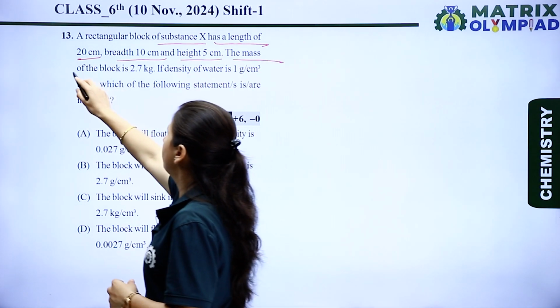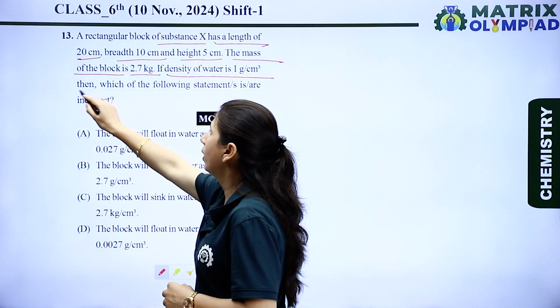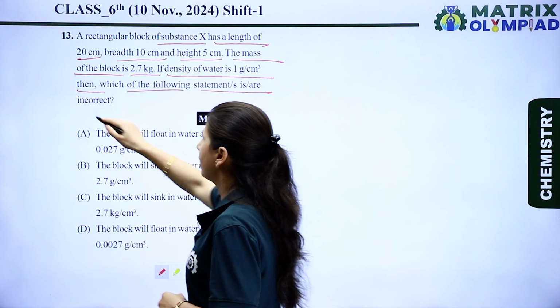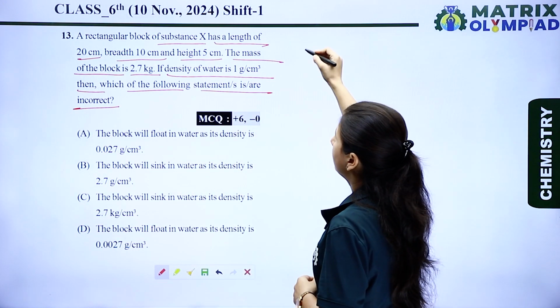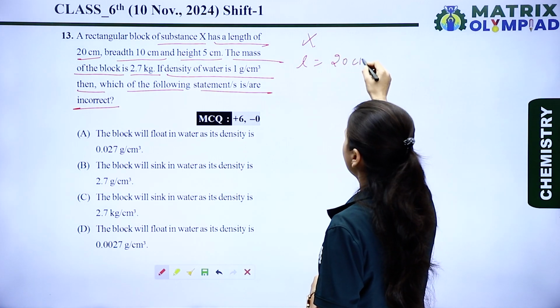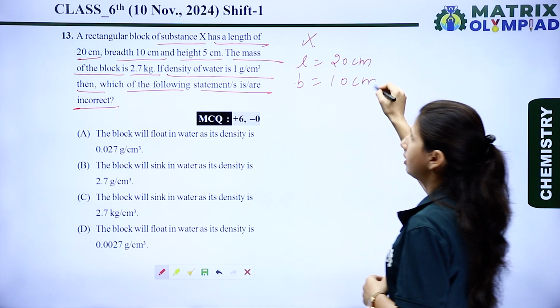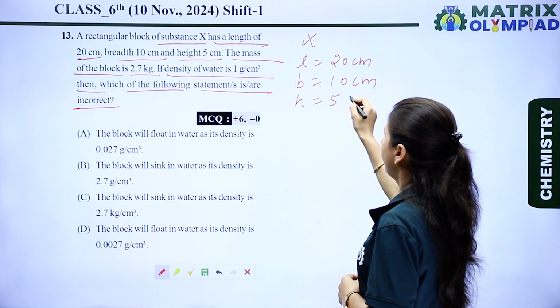The mass of the block is 2.7 kilogram. If the density of water is 1 gram per centimeter cube, then which of the following statements is or are incorrect? Okay, so look here. The length L is equal to 20 centimeter, B is equal to 10 centimeter, and the height H is equal to 5 centimeter.